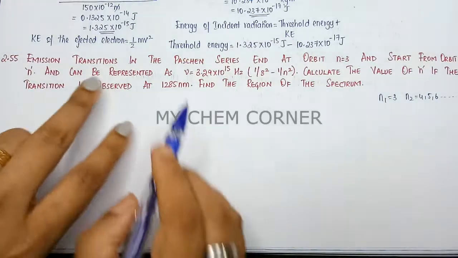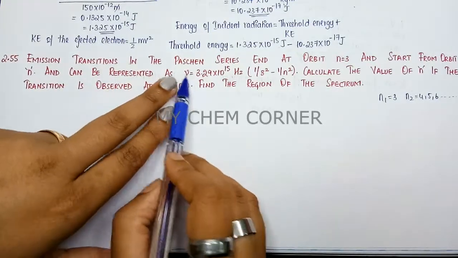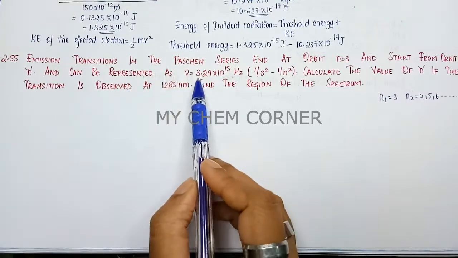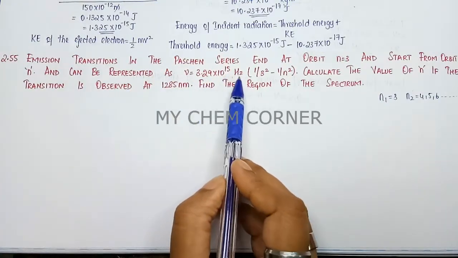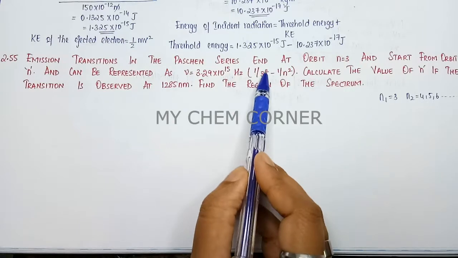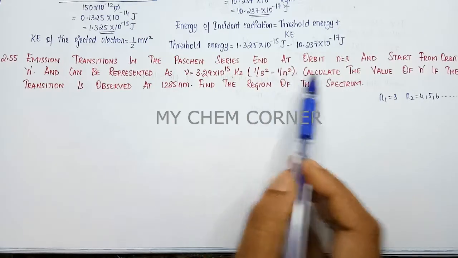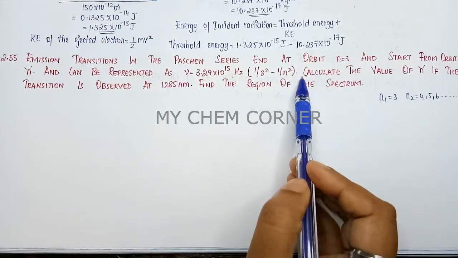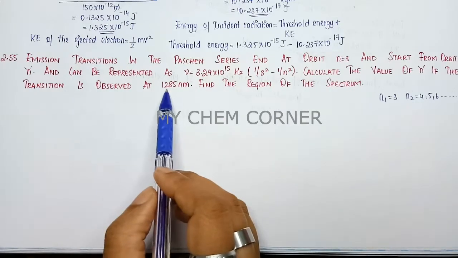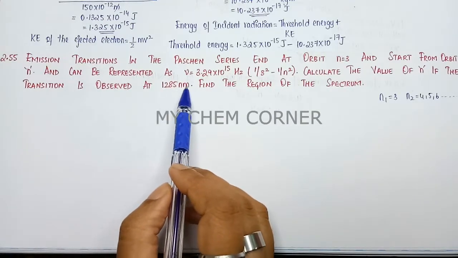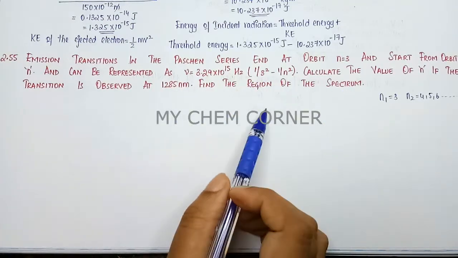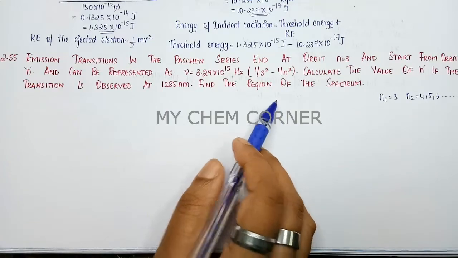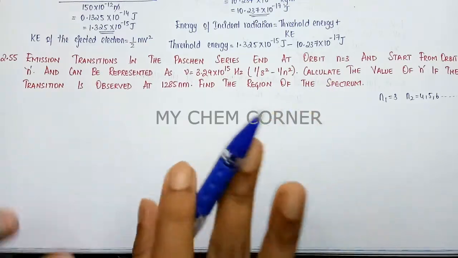Now, this can be represented as nu, which is the frequency, equal to 3.29 into 10 to the power 15 hertz, times 1 by 3 square minus 1 by n square. Calculate the value of n if the transition observed is 1285 nanometer. Find the region of the spectrum. So first, let's write down what is given to us.